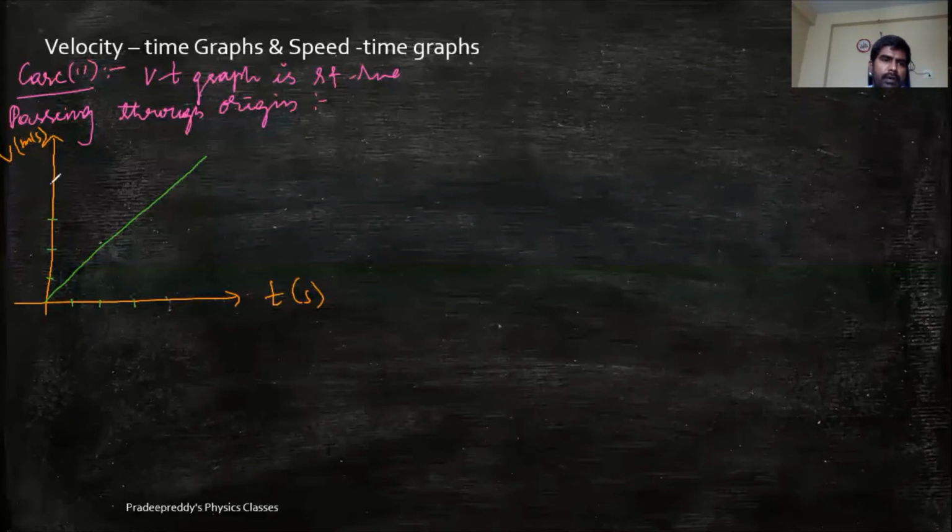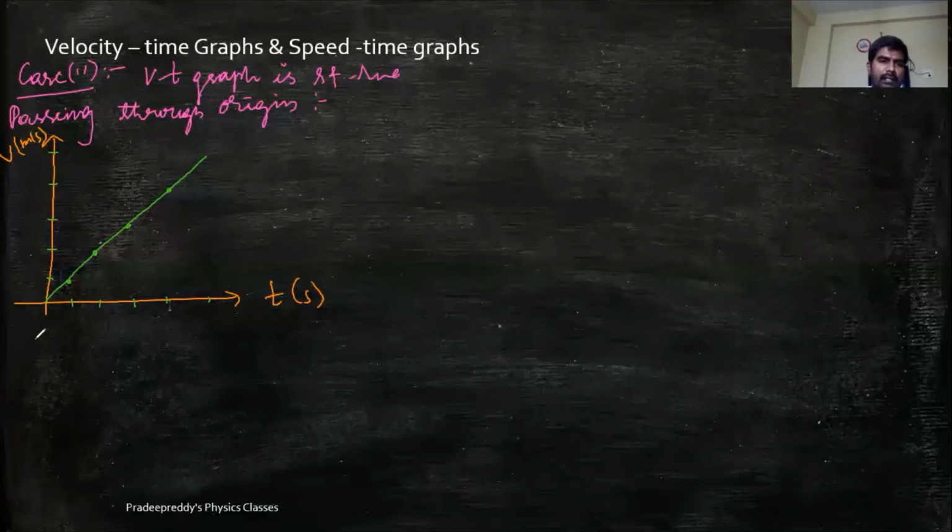Check it out, for equal intervals of time, equal changes in velocity happen. See these points clearly, they are coinciding. At 1 second velocity is 1 meter per second, second 2, third second 3, fourth second 4, fifth second 5. So velocities are being changed equally in equal intervals of time. That is the conclusion from this graph.